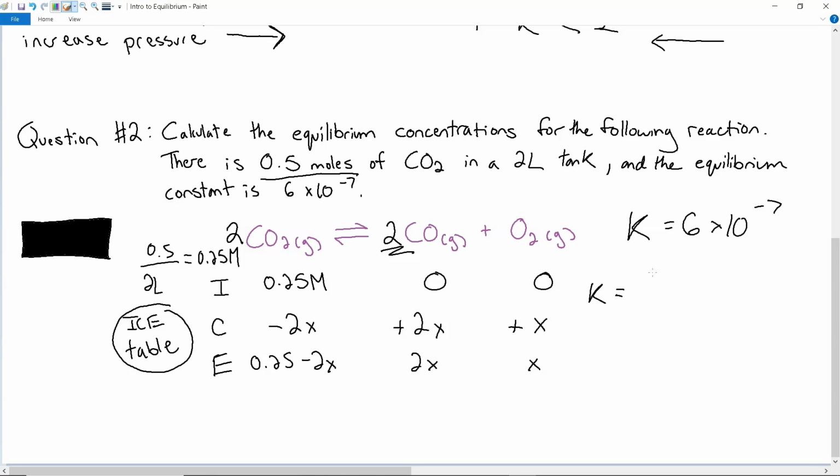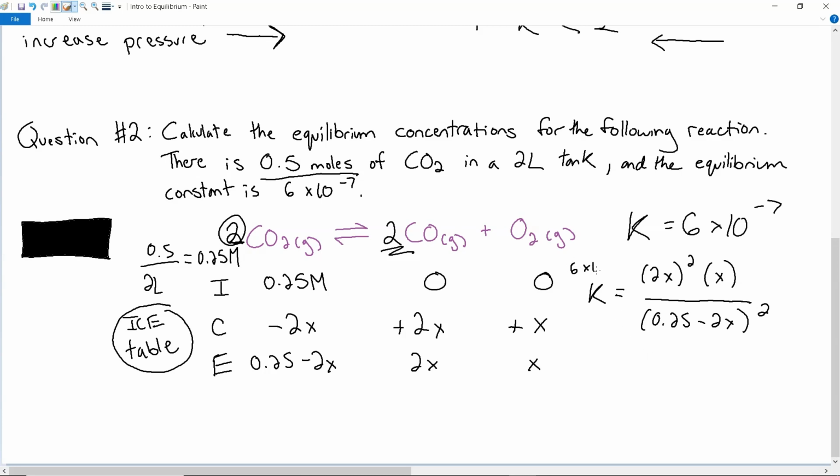But let's set up our K equation. So our products are going to be 2x to the power of 2 times x, because that is our CO and O2 concentrations. And then we have 0.25 minus 2x squared. Again, because of mole ratios.